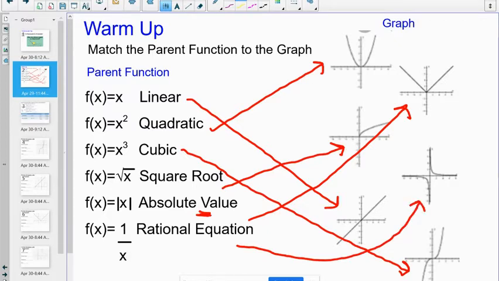Okay, this was just probably more review for you guys. But again, I just want to solidify this in your mind. You're going to want to know what these different parent functions look like, because you will have to identify some. Hint, hint, it will be on your quiz, so make sure you know what these look like.